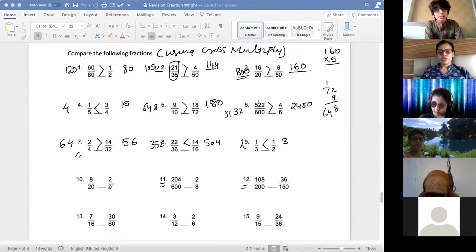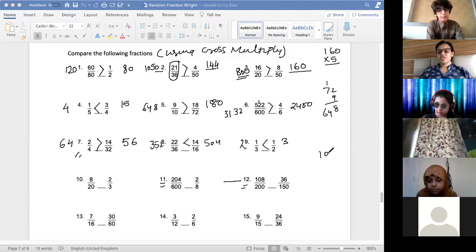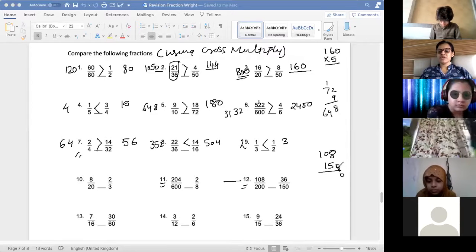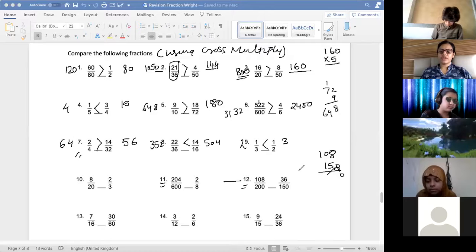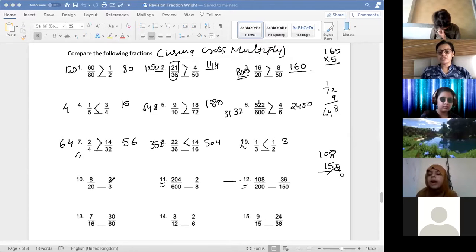Ma'am, I just want to ask one thing. In 108 into 150, will the numerator be above and we multiply it by 150? It is easier to multiply 108 into 15 and then put a 0 at the end. It is easier to multiply, because multiplying by 15 is easy. So multiply with 15 and put a 0 at the end.